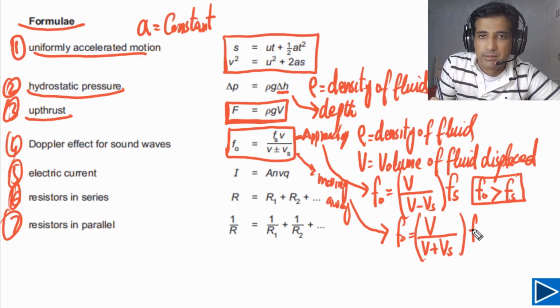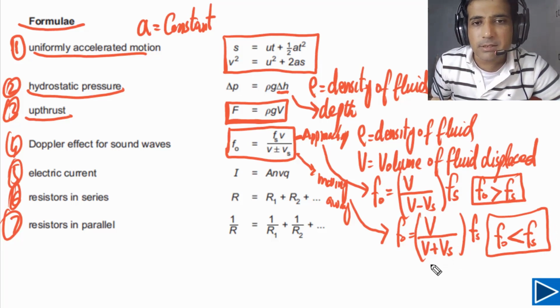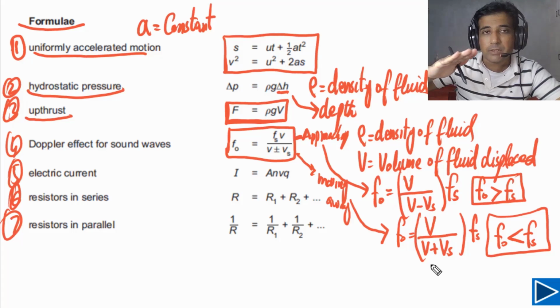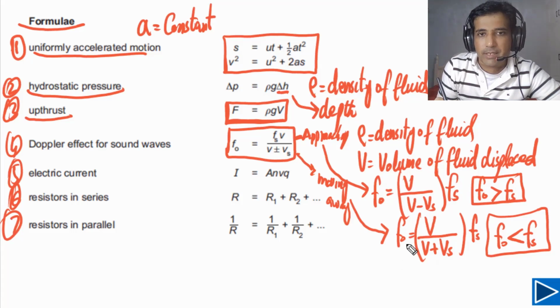The reason is that when the source is moving away, the observed frequency has to be smaller than the frequency of the source, meaning the frequency of the sound produced by the source. And this is when the source is moving with constant speed. So then F naught is equal to V over V plus Vs. If the source is accelerating, the situation will be different. That one we will discuss later.